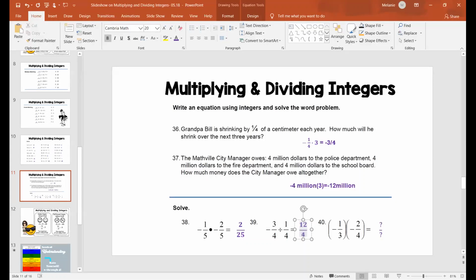Remember, you keep, you change, you flip. What's the change mean? The change means I'm not going to divide. You're going to multiply. Okay, you're changing division to multiplication, but it's multiplying by the reciprocal. So we have 12 over 4.